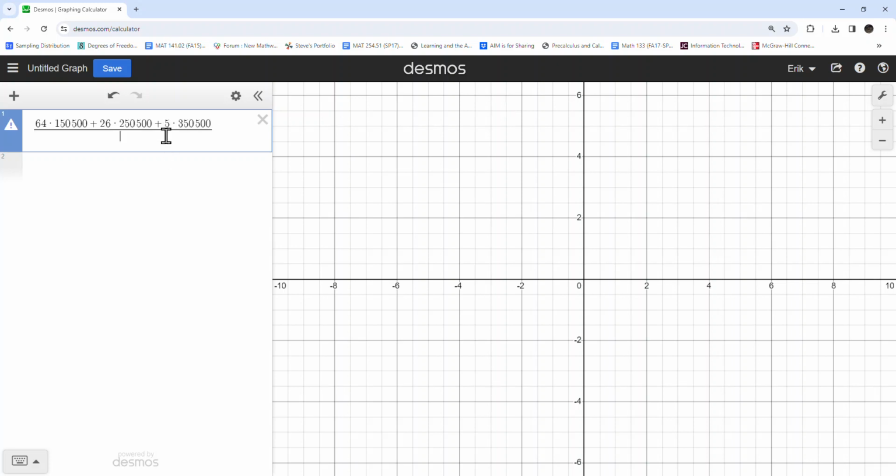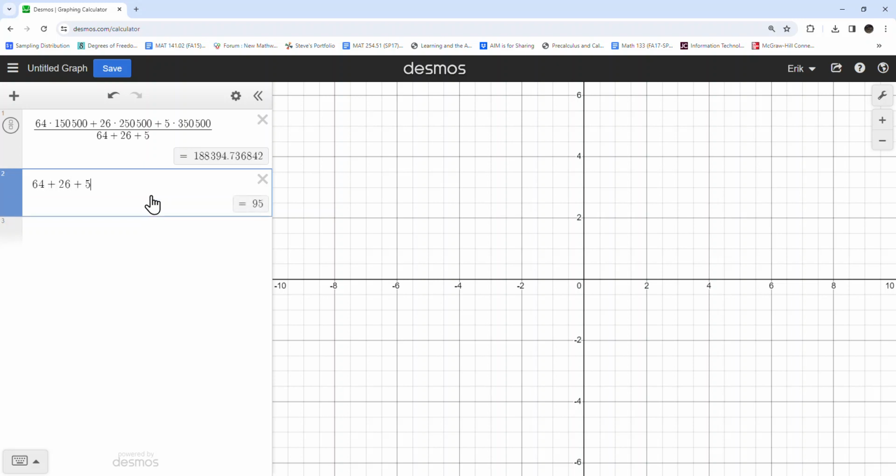Remember, don't put commas in there. And then the bottom, I'm going to write it out this way, 64 plus 26 plus 5. So you can see that that's the sum of the frequencies. Note that 64 plus 26 plus 5 is the 95 I said, but this is maybe helpful to keep track of how this formula is working. It's the frequency times the midpoint, all of those added up, divided by the sum of the frequencies.